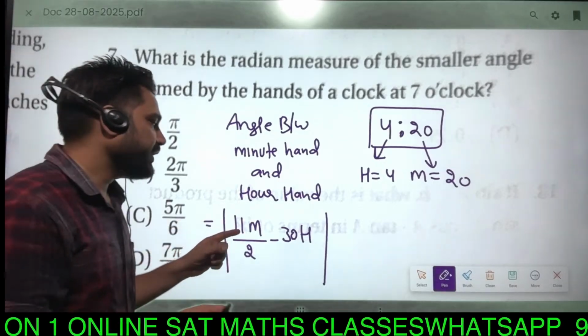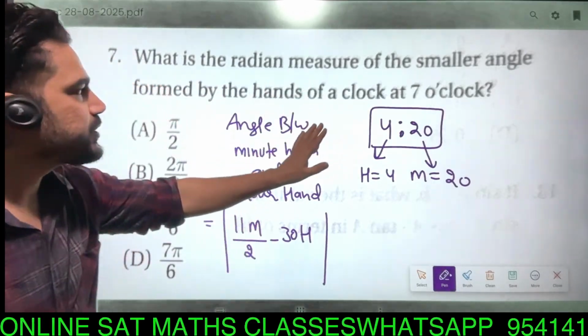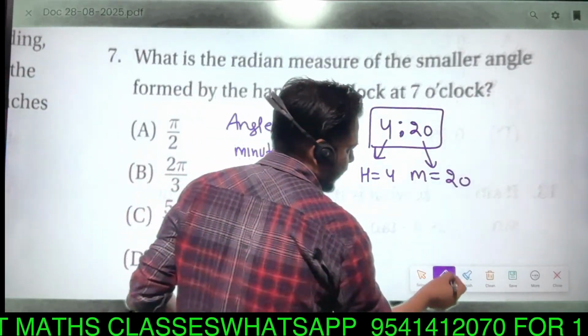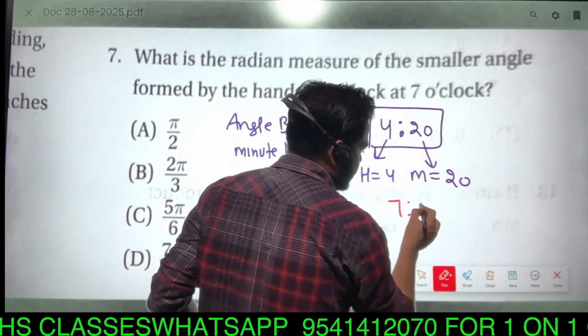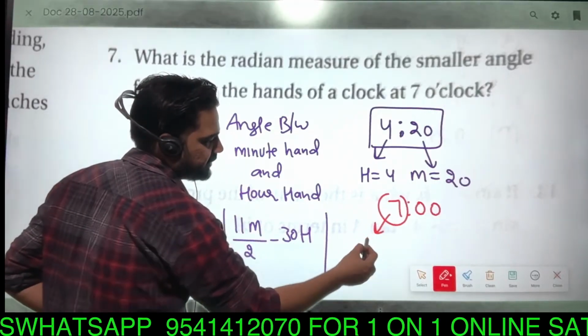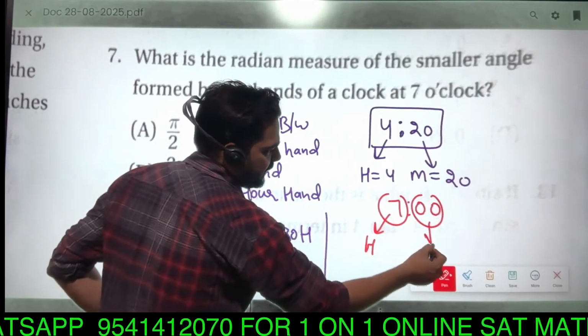So we will apply this same shortcut in this question. It is saying that the time is 7 o'clock. So at 7 o'clock, everyone knows 7:00. In 7 o'clock, what is the value of h? H value will be 7. And what is the value of m? M value will be 0.